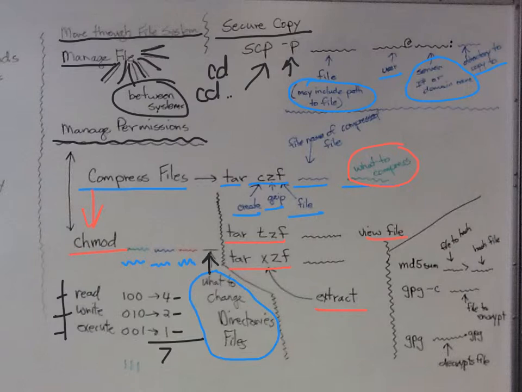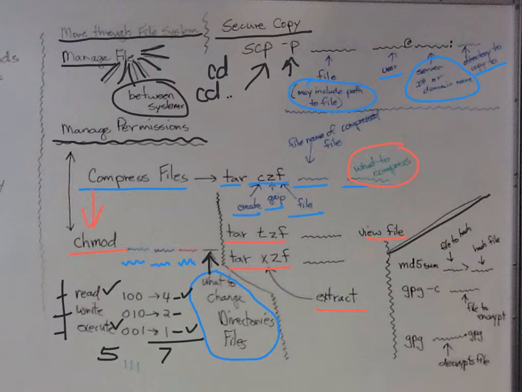An example of a 5, that would be read and execute, right? 4 and 1. And if it's just write, it'd be a 2, and so forth.